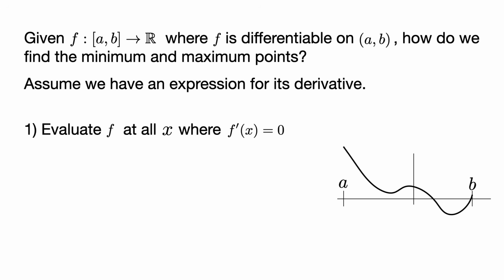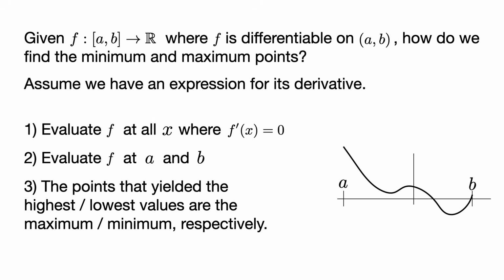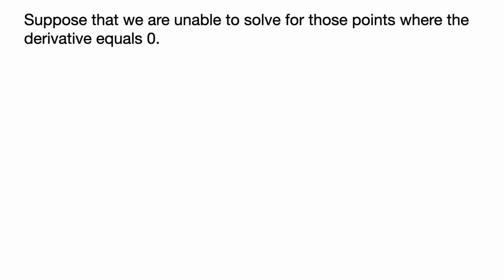The minimum of this function will be at a point where the derivative is equal to 0, but the maximum is not. The maximum is going to be at an endpoint a. So you also have to evaluate f at the endpoints a and b. You look at the value of those evaluations. The point where the function is the highest is the maximum, and the point where the function is the lowest is the minimum.